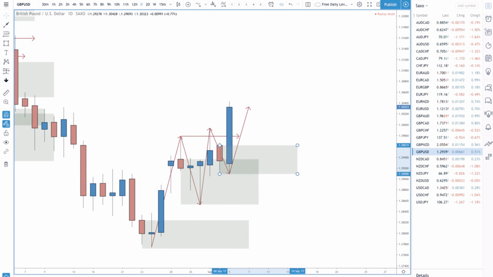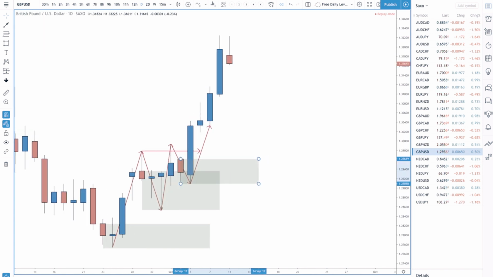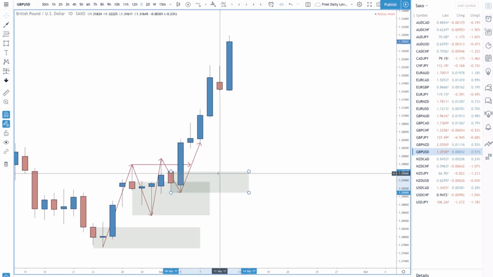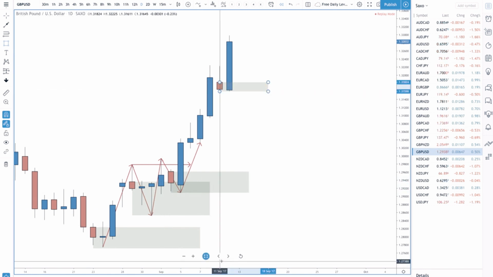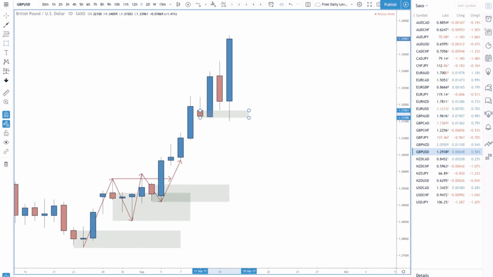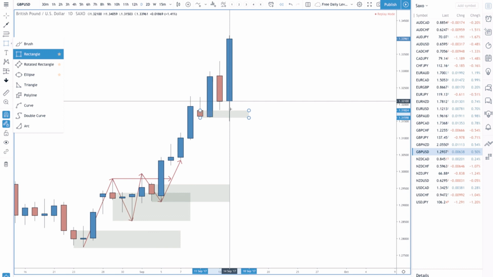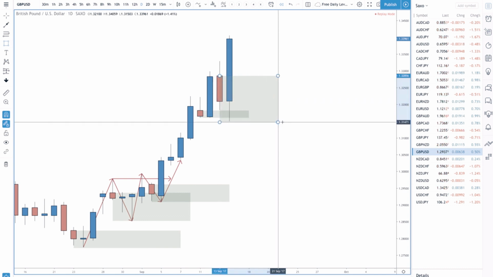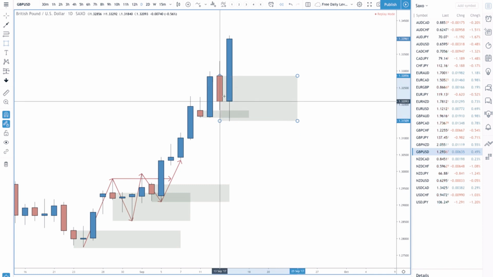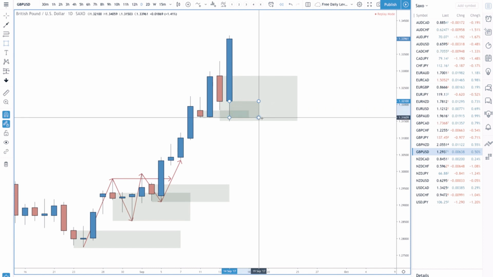Let me keep going. There we are. Demand starts from there to the swing low. Let's keep going. So again, the outside candle is preceded by a bearish candle, so I'm going to be drawing that whole area as demand. If this was a bullish candle, then I would be drawing that from there to there.